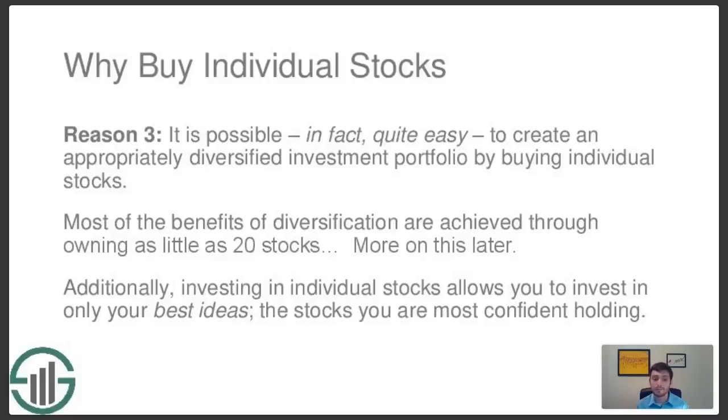The reality is that most of the benefits of diversification are achieved through owning as little as 20 stocks. And we believe the sweet spot for stock ownership is between 20 to 30 stocks. And we'll go into more detail on diversification and the optimal number of stocks to hold in your portfolio later. But it's an interesting topic and one that there's a lot of misconceptions about.